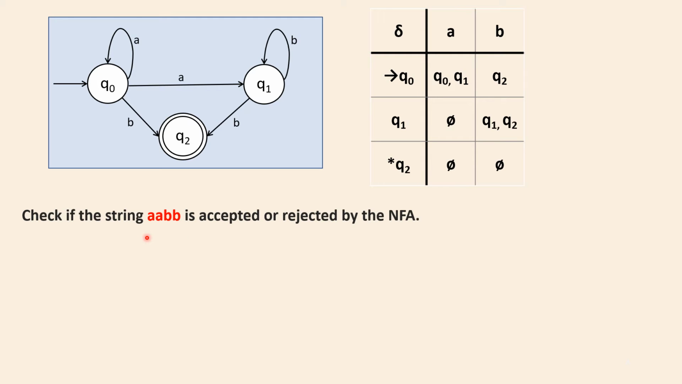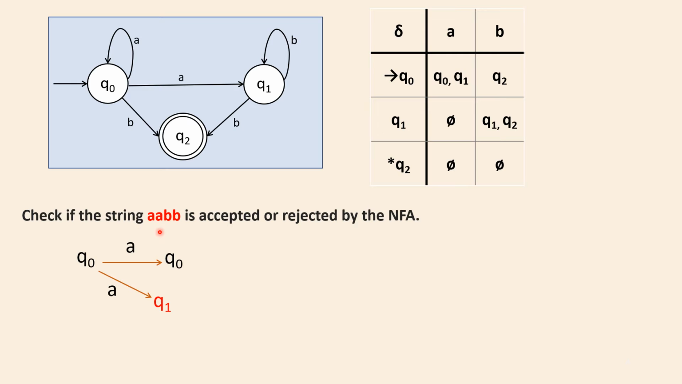So now let us check if the string AABB is accepted or rejected by the NFA. So the start state is Q naught and we have the first input cell having A. So Q naught on A can either loop it to itself or it can give to Q1. So that is what we have written here. Q naught on A can be in Q naught itself, or Q naught on A can go to Q1. So this is for the first input cell A.